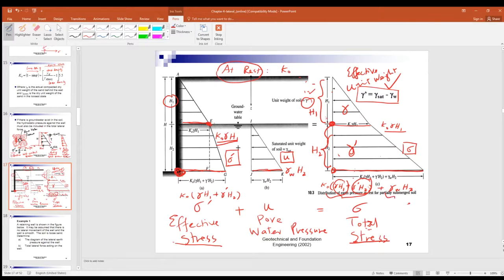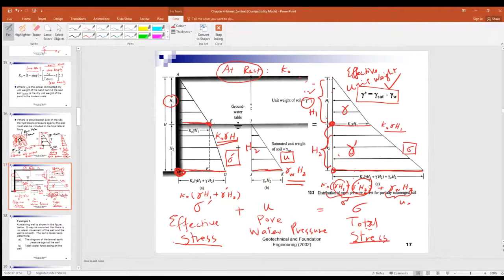So you have to add the U. So what's the U here? The water pressure at the bottom of the wall. Very easy. Gamma W H2, because that is H2. So gamma water times H2, plus that. Now this will give you the total. So on the right hand side, it gives you the total stress, because you have added the pore water pressure there.